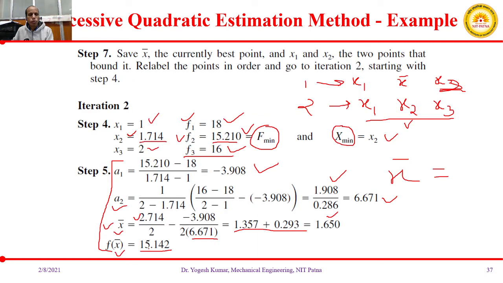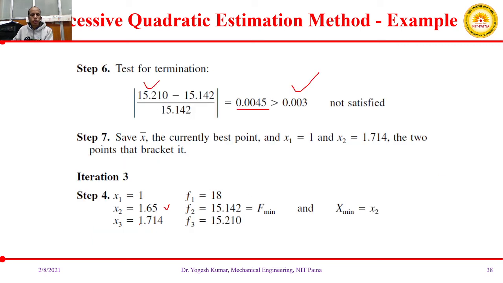Now your value of x bar is 1.65. So again this value is on the left side of your x2. Okay, so we will eliminate this point, that is x3, and we will relabel these points. So this x2 will become your x3 in the next case. Here you can see your x bar has been labeled as x2, and the value of your x2 in iteration 2 is now x3. And this is your starting point x1, which is already on the left hand side.